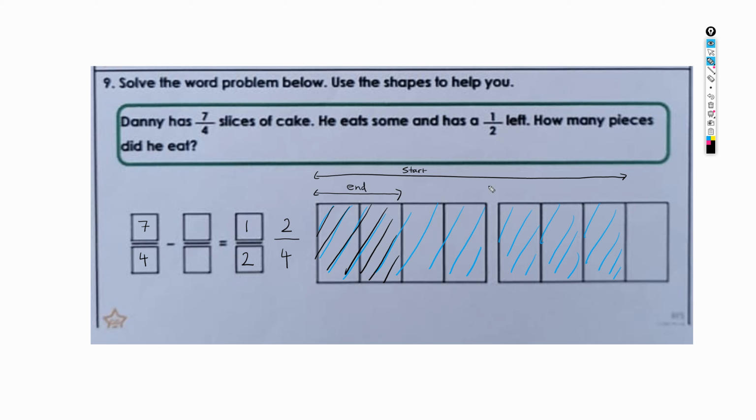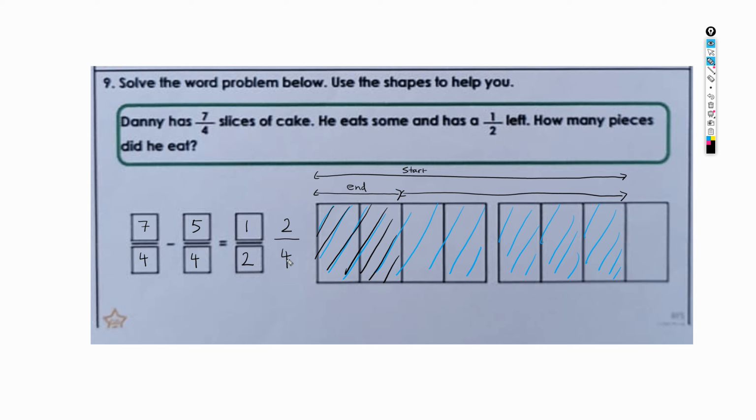What we want to know is the difference between the start and the end situation. So that's here, and this is where using the model can help. We can just see how many pieces we've got: 1, 2, 3, 4, 5. That tells us that 5/4 must have been eaten for there to be half of one cake left.